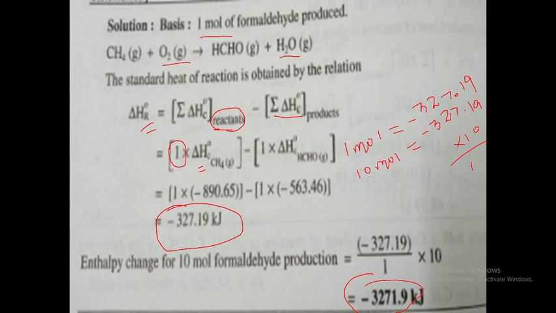Okay. So this is also a negative value. Finally we get that the reaction is an exothermic reaction. So during a chemical reaction, heat is released. Are you clear or not? Okay. Thank you for your attention.